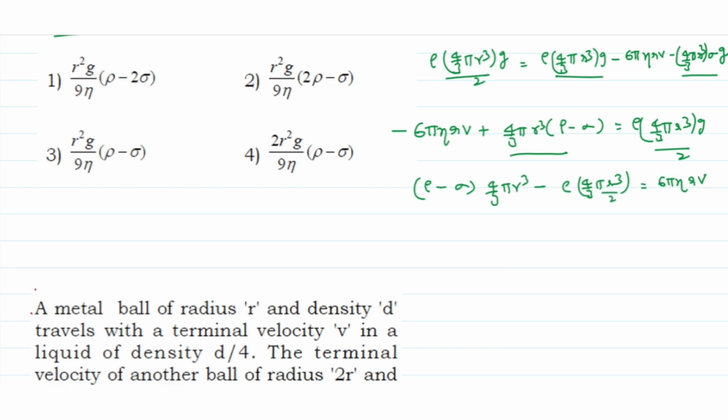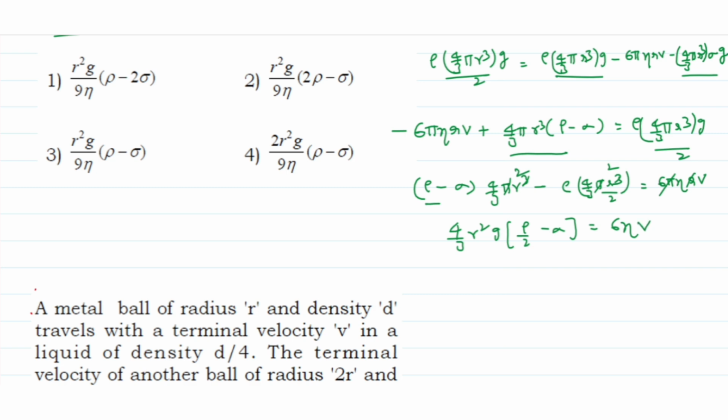Now taking 4/3 r square g common, with pi eliminated on both sides, it becomes rho minus rho by 2, that is rho by 2, minus sigma, which equals 6 eta, and one r also cancels, leaving r square after removing this r value, into v.